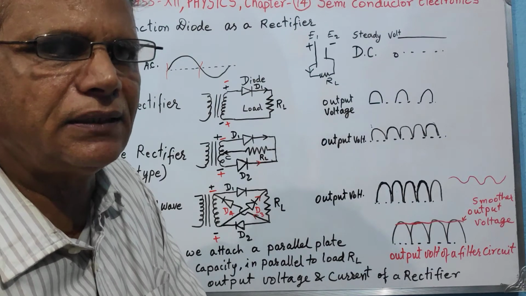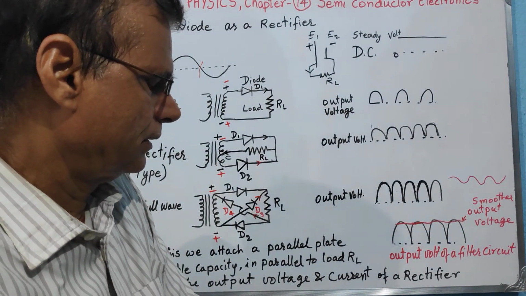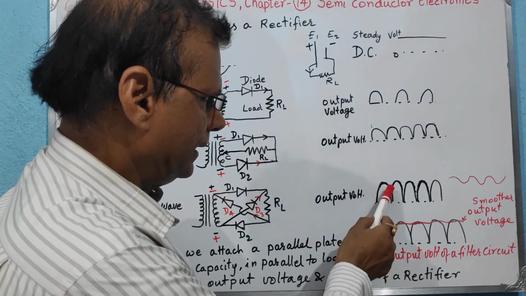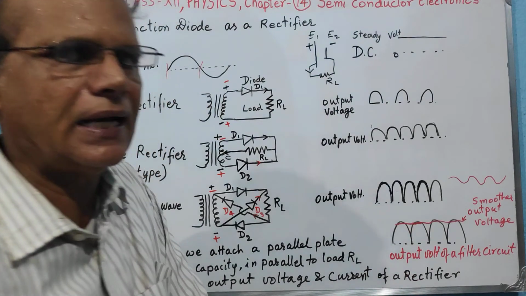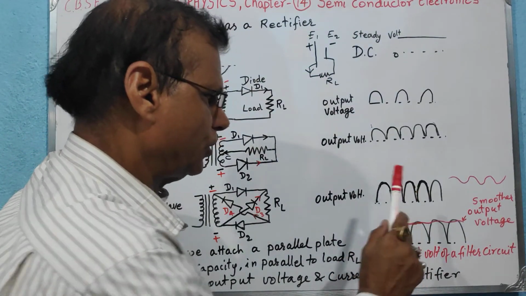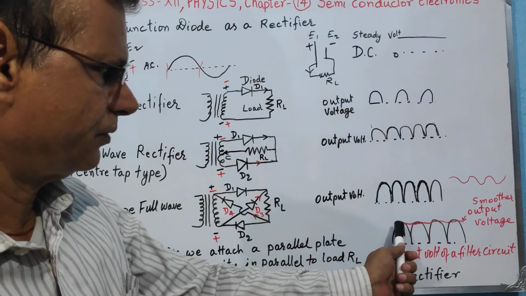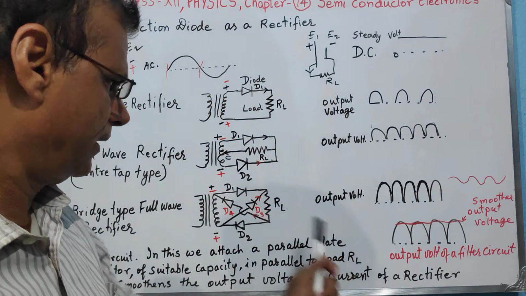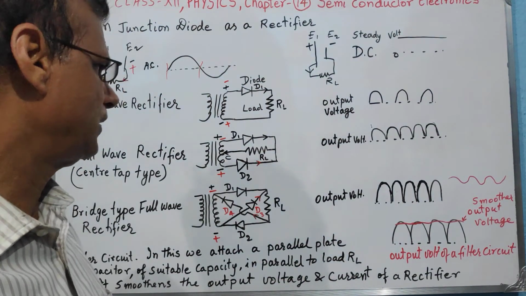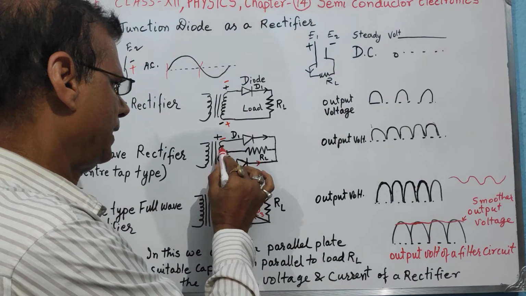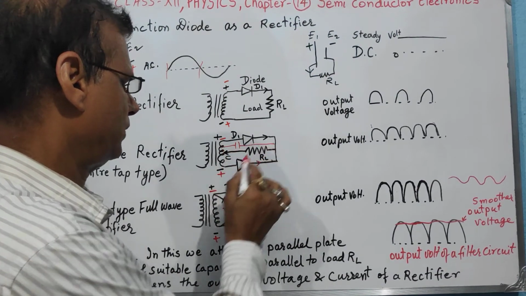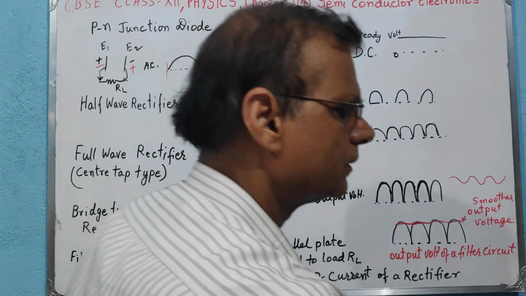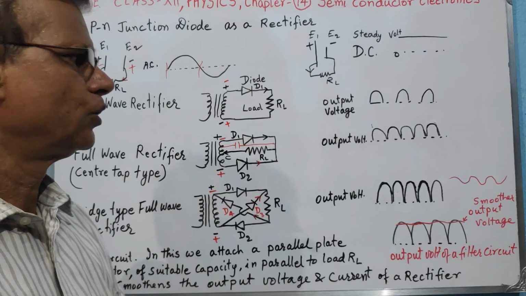When the output voltage goes down beyond a certain level, the capacitor releases the energy which it received in the first half cycle, so that the voltage is not allowed to fall very abruptly, and rather it is smoother. So that way we have a smoother output current and voltage if we use a filter circuit, that is, if we attach a parallel plate capacitor in parallel to the load, then the output voltage and hence the output current will be smoother.